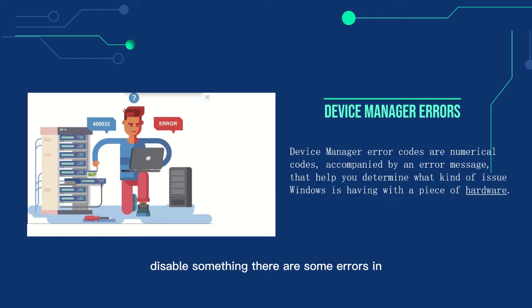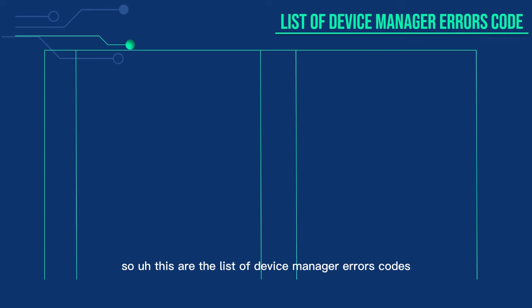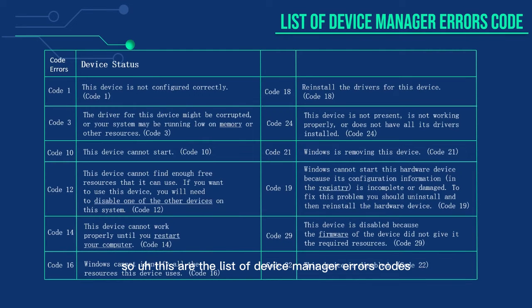There are some errors in the Device Manager. So these are the Device Manager errors. Device Manager error codes are numerical codes accompanied by an error message that help you determine what kind of issue Windows is having with a piece of hardware. So these are the list of Device Manager error codes.